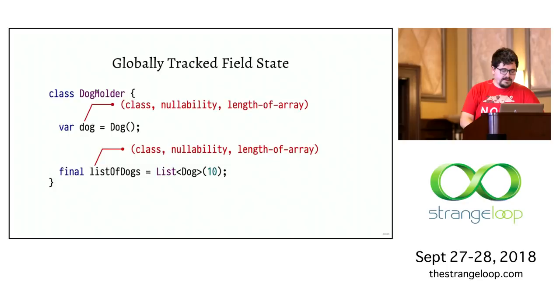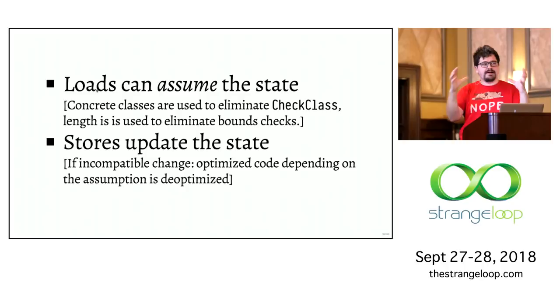When we have a load, we just look, is there some state recorded for this field, and use this information to eliminate any checks at the use of the field. And when you store, you need to update this state, and you need to de-optimize the code that depends on it if you are doing an incompatible update. But the observation here is that when you are storing, usually you can eliminate these checks because you know the type of what you are storing in one way or another. So the overhead kind of disappears. And overhead from the users also disappears.